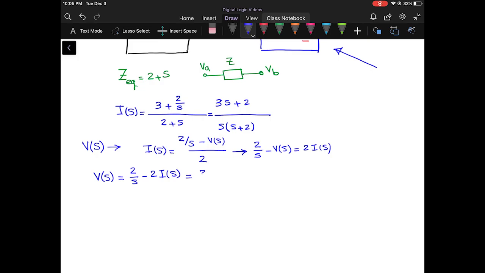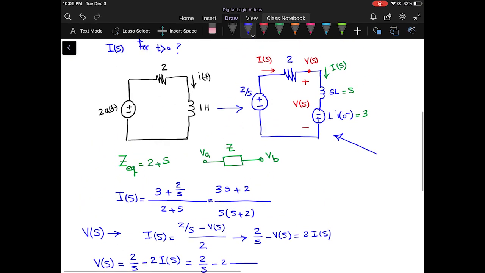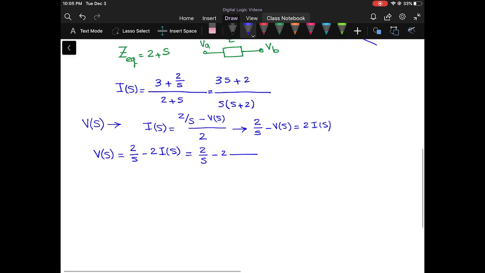Now I'm going to substitute for I(s). Minus 2 multiplied by, what was I(s)? Oh, we have it over here. So this is I(s). It's (3S plus 2) over S multiplied by (S plus 2). Okay? So now if I take the common denominator over here, I'm going to have S multiplied by (S plus 2) in the denominator.